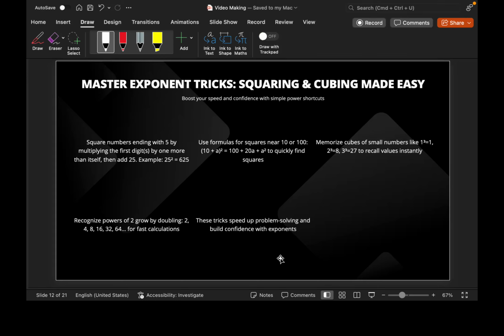These are 5 tricks and tips for exponents to help you solve your Olympiads. The first trick is for square numbers ending with 5.